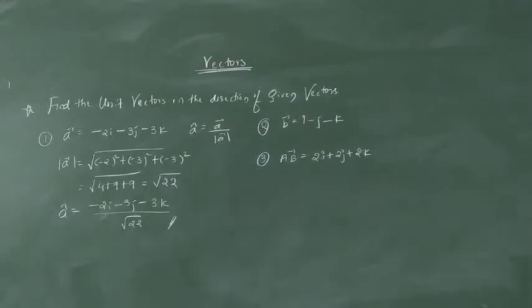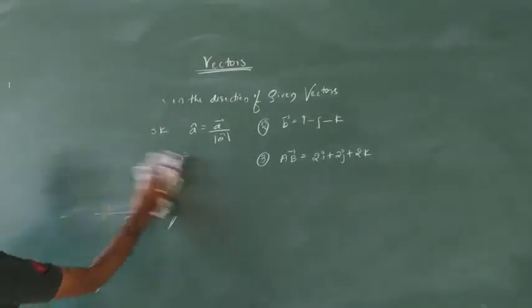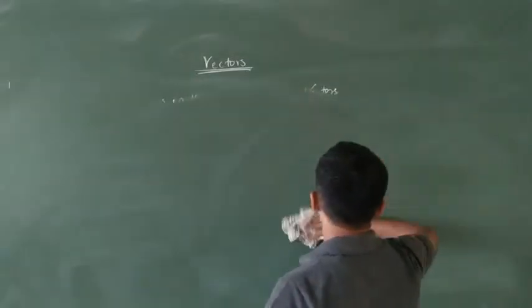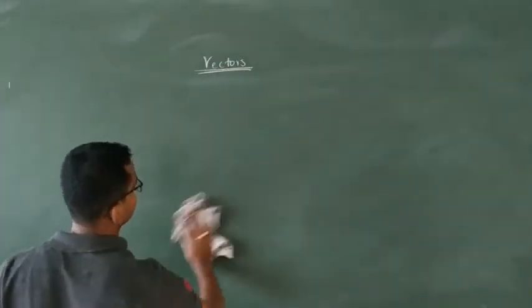The next type of example. Find unit vector in the direction of vector P2.